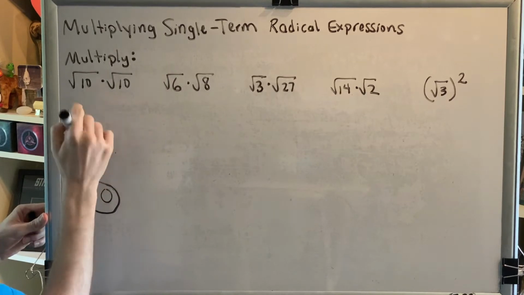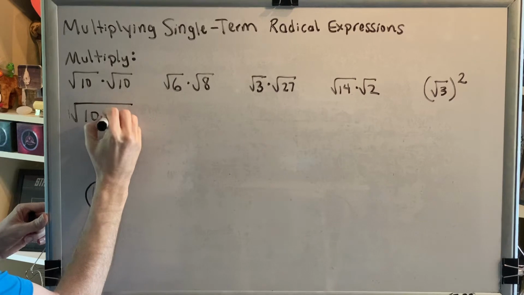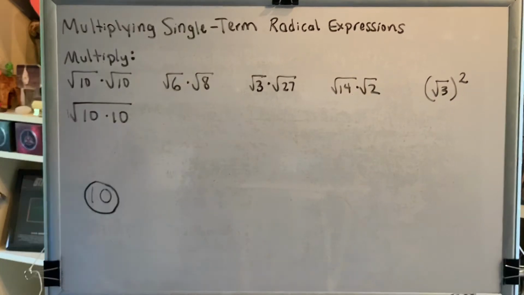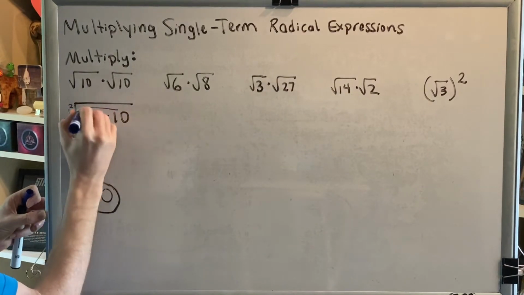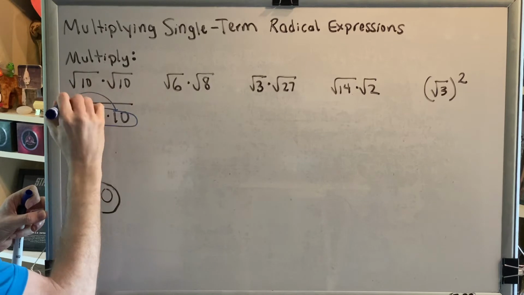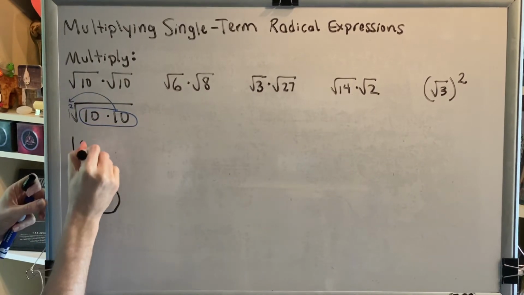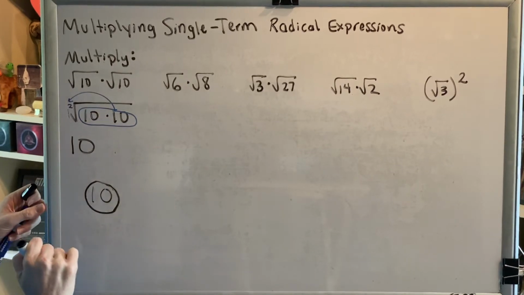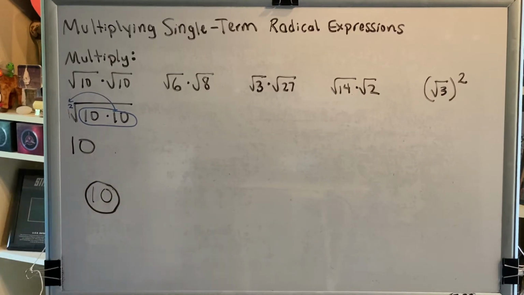So 10 is non-negative, so that means we can combine these two radicals into one: 10 times 10. Since this is a square root, we're looking to make pairs. Well, we have a pair of 10s. Each pair sends one representative out to multiply. And if all factors group up, leaving no factors underneath, the radical symbol is removed. That is how we get the answer 10.